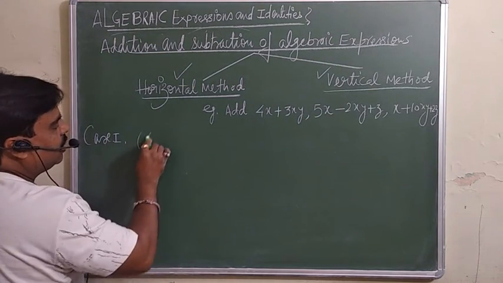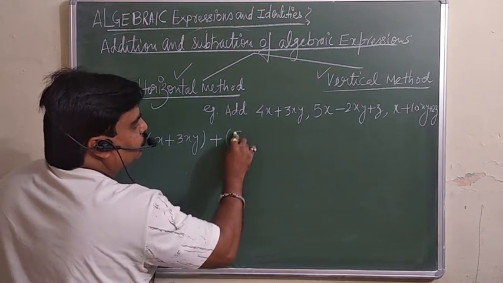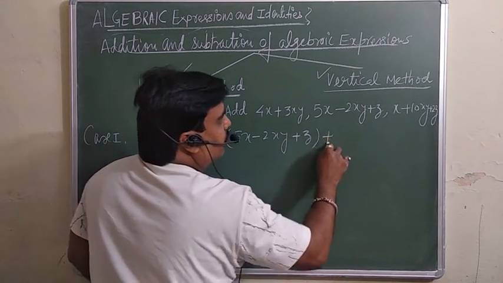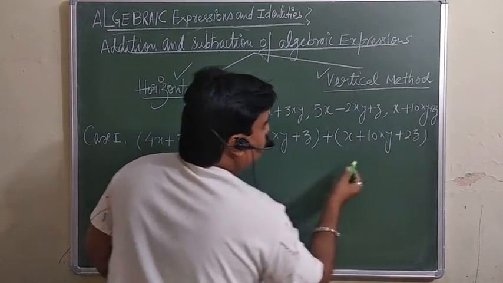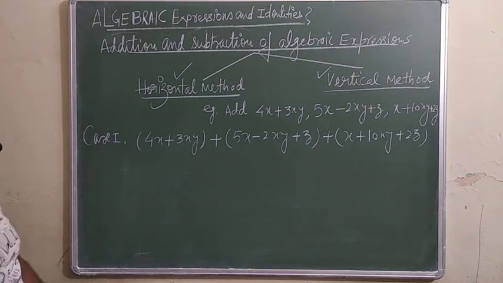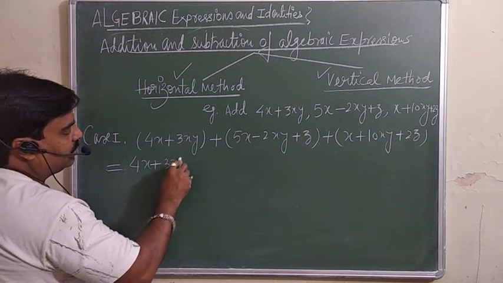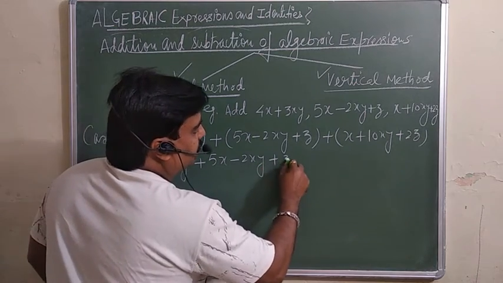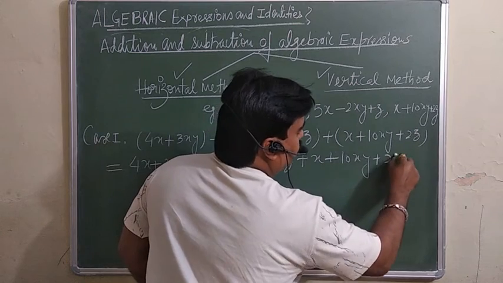इनको क्या करना, पहले आप ऐसे ब्रैकेट में रखिए. 4x plus 3xy plus 5x minus 2xy plus z plus x plus 10xy plus 2z. This is your horizontal method is there only. Horizontal method में क्या है, सिंपल हमें एक स्ट्रेट लाइन में लिख देना है. Now you have to remove this bracket. So this is 4x plus 3xy plus 5x minus 2xy plus z plus x plus 10xy plus 2z.